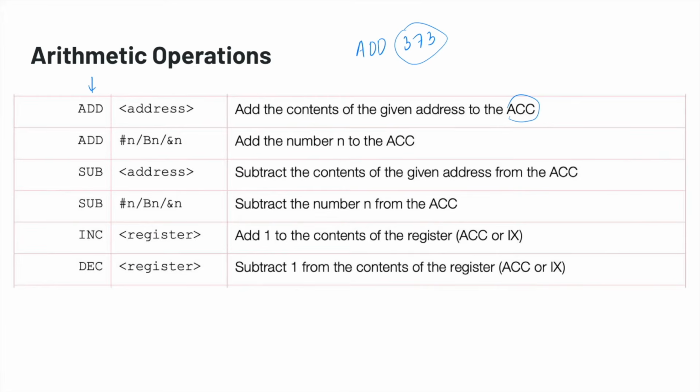Another command might be the inc. Right here it says add 1 to the contents of the register, ACC or IX. So for example, if we did inc IX, that means whatever is in the index register, we're just going to add 1 to that. These are just some examples of arithmetic operations that we can initiate using assembly language.